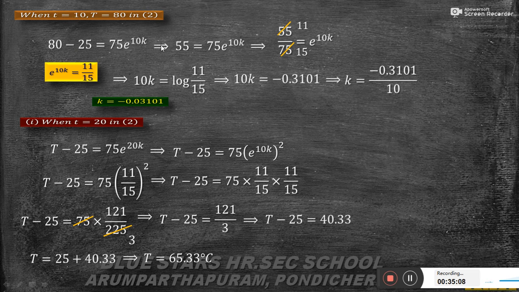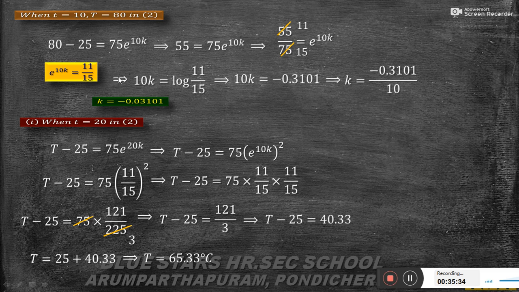Which implies 80 minus 25 is 55. So 55 equal to 75 e power 10k. So the next step, this 75, I divide and write on the left hand side. So 55 by 75 equal to e power 10k. So I cancel by 5. That means 11 fives are 55 and 15 fives are 75. So the next step, e power 10k equal to 11 by 15.